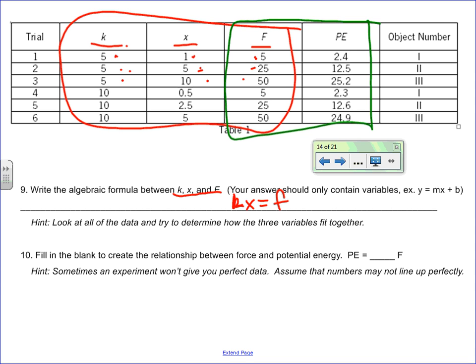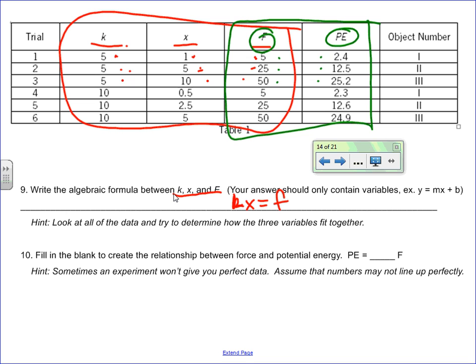If we know this one equation, along with the second equation, we can now answer every single question on the rest of this page. All right, let's take a look at it. The second equation asks us to find the relationship between PE and F. Now the hint tells you to assume that numbers won't line up perfectly. Remember, in an experiment, because now we've all had a lot of practice doing experiments, numbers don't always come out perfect. So you have to allow a little bit of wiggle room that normal experimentation brings. So we're trying to figure out how 5 is connected to 2.4, 25 is connected to 12.5, and 50 is connected to 25.2. What do you think?